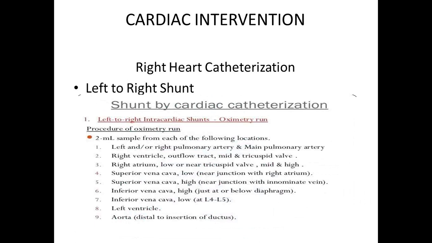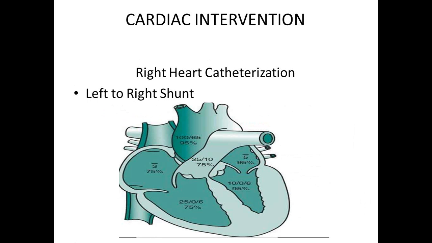So again, in the right atrium, we talk about the high right atrium. When we talk about high right atrium, we do the sample right up here. Your mid right atrium, you take a sample right there, and then your low right atrium, you take a sample way down here, because you can have communications between the left and the right heart at different levels. You also want to get a sample from your superior vena cava, and from your inferior vena cava as well.